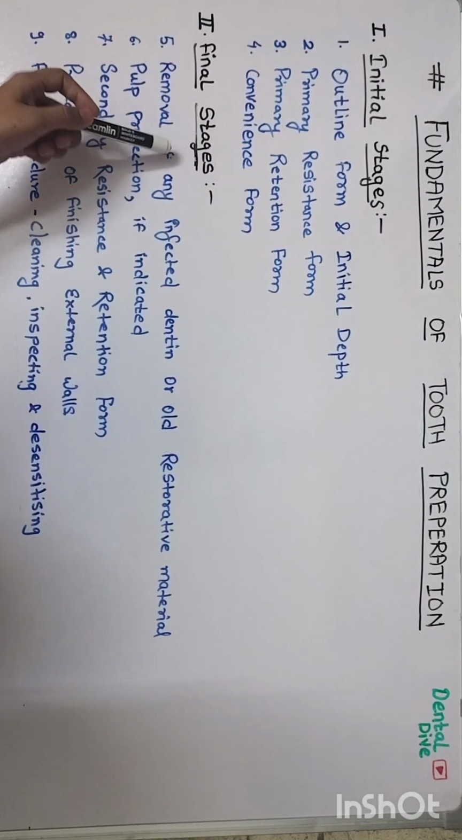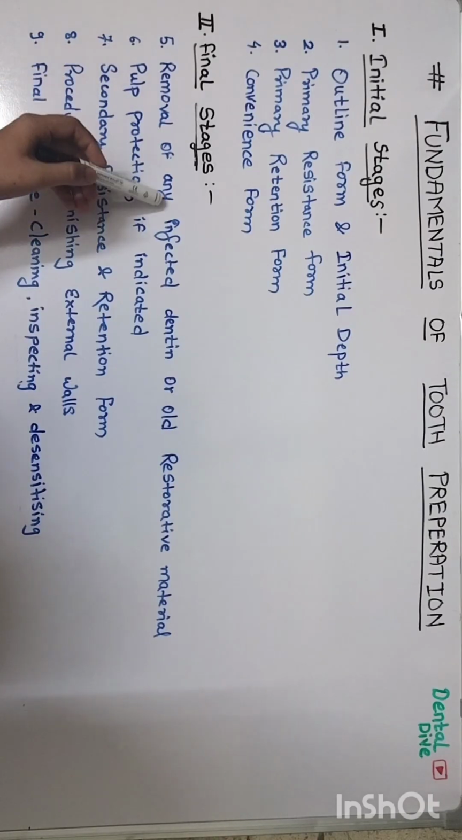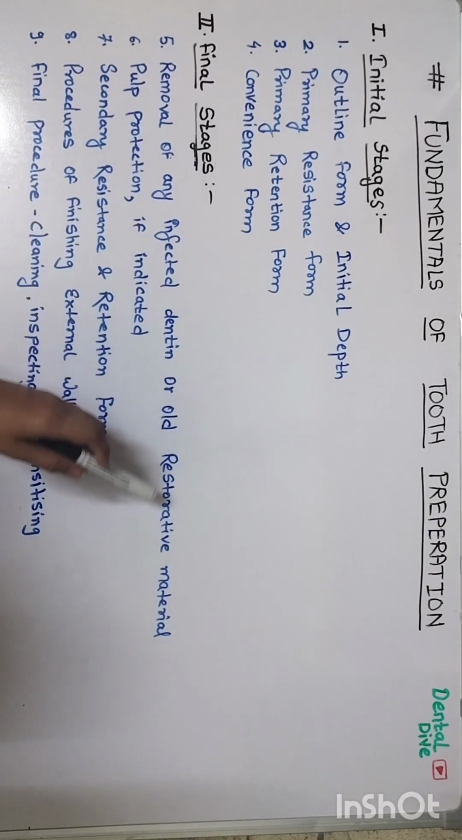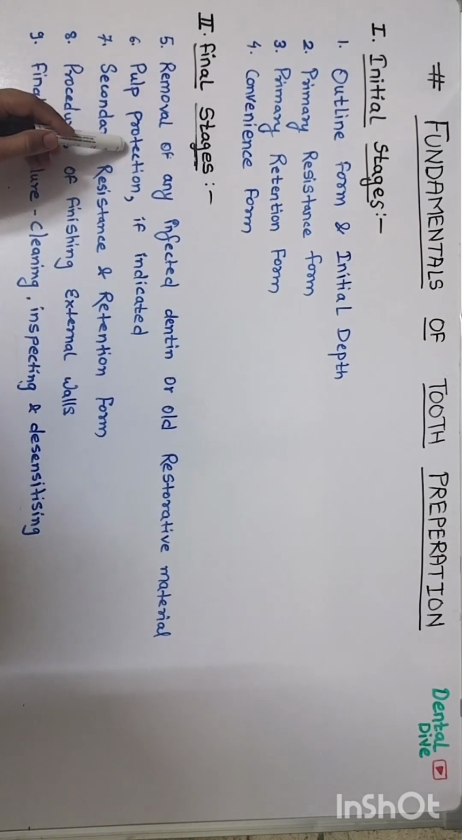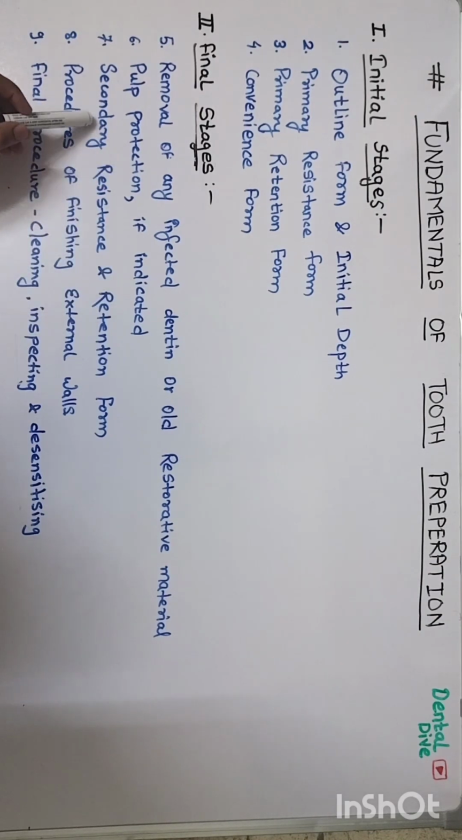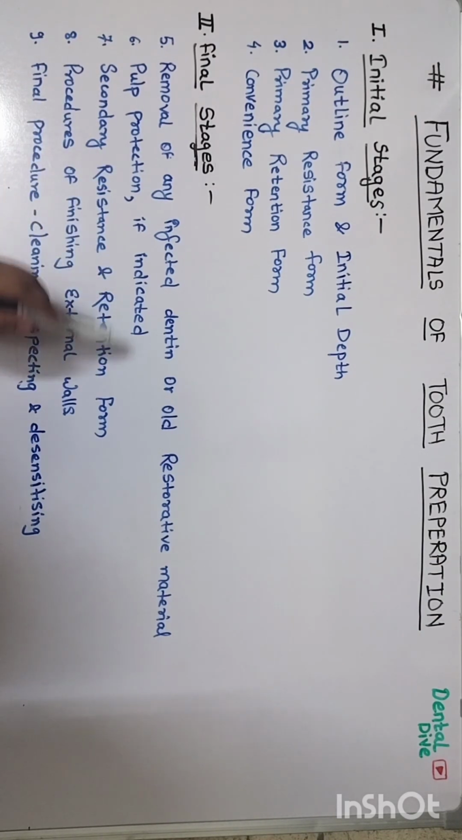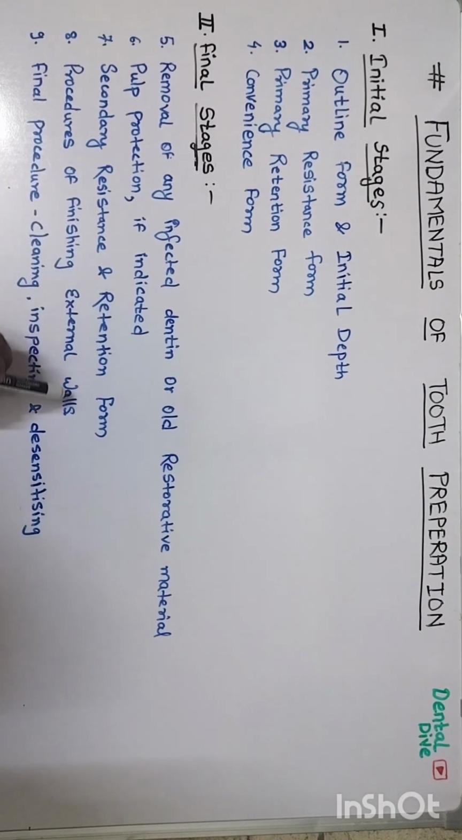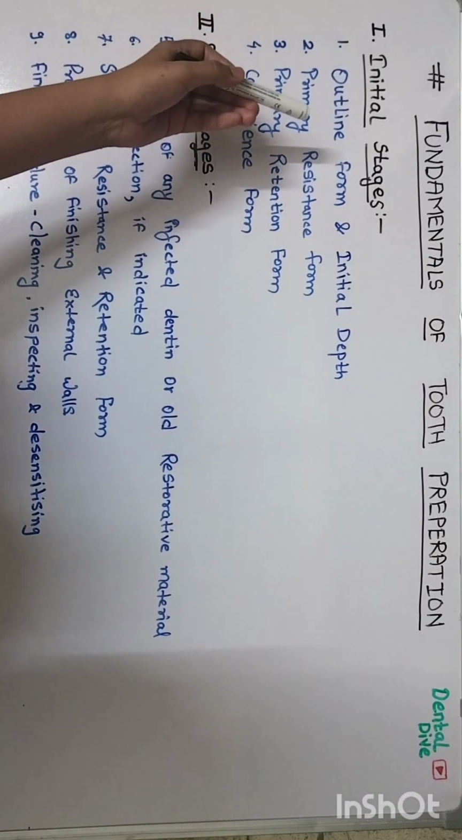In the final stage we have 5 steps: removal of any infected dentine or old restorative material, then pulp protection if indicated, secondary resistance and retention form, procedure of finishing external walls, and then final procedures: cleaning, inspecting and desensitizing. So first we will talk about outline form.